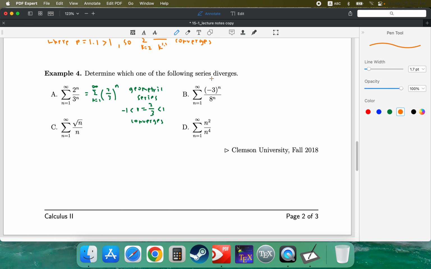Now you can try to practice B. Okay, pause the video and try to practice B. And again, since they have the same powers, you can combine -3 with 8, right? -3 over 8 to the nth power. Okay, again, this is a geometric series, and your ratio is -3 over 8. Again, the ratio is between -1 and 1, so this geometric series converges. Okay, so that's why I say this is a very good problem, because it helps you to review the geometric series.